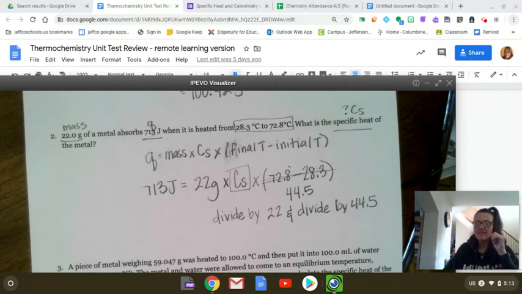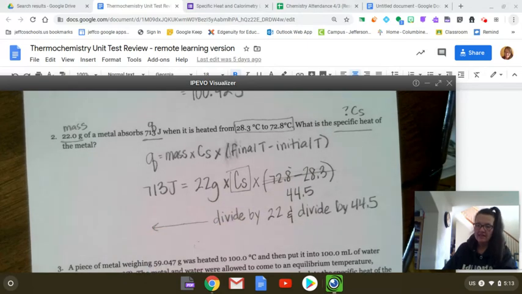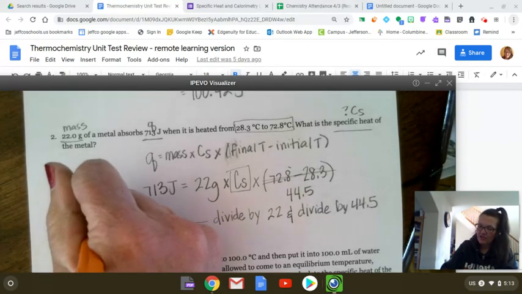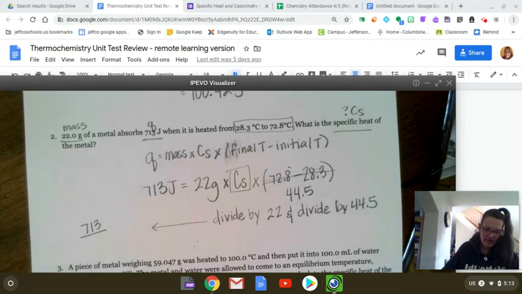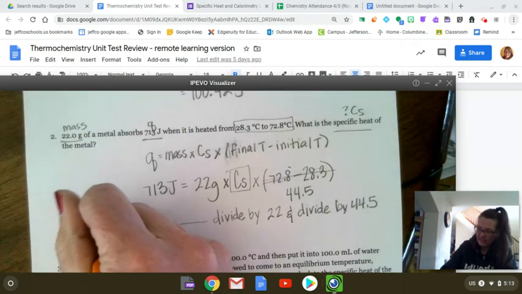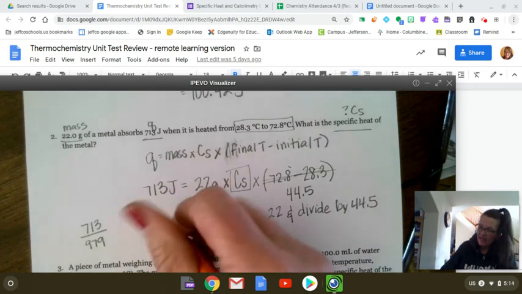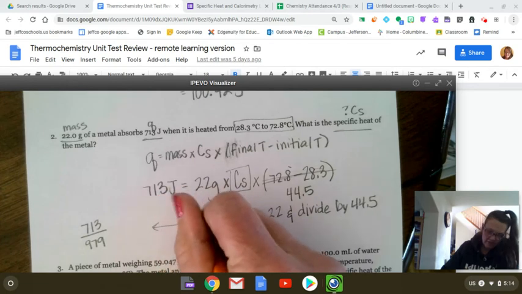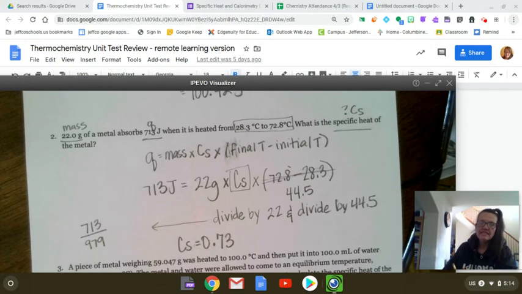But remember that math is fair. So if I divide by those two numbers on this side, then I also need to do it over here on that side. Okay, so I'm going to take 713 and I'm going to divide by 22 and divide by 44.5, which happens to be 979, right? So I'm going to take 713 divided by 979, and I come up with a specific heat of 0.73.